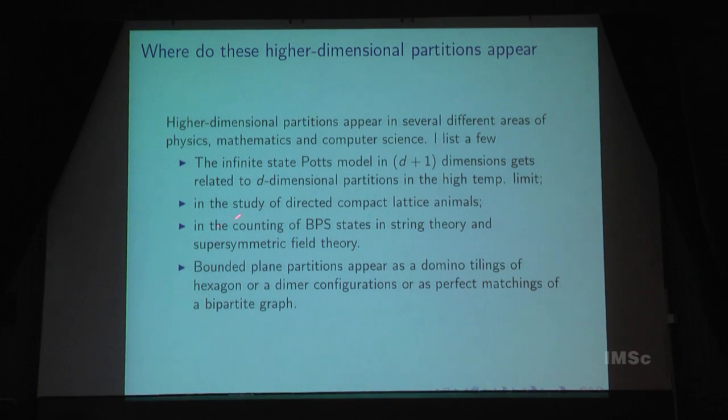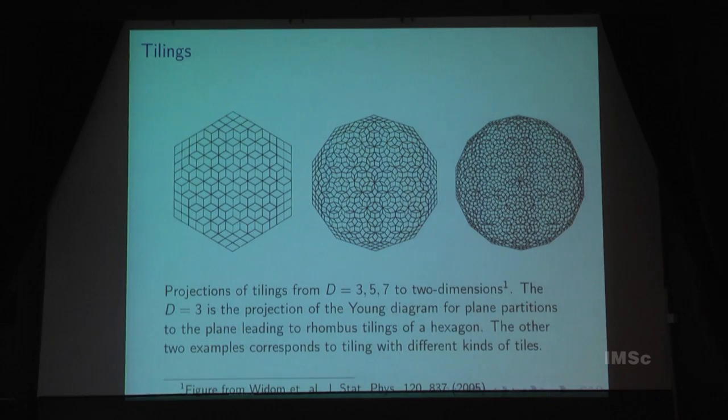But more unusual is, for instance, where I came across the counting of something called BPS states in string theory and supersymmetric field theories. Quite often, sometimes you look at bounded plane partitions. They can appear as domino or tilings of a hexagon. So here are some pictures. Here we have a hexagon. You can think of this as taking a plane partition which is lying inside a box whose boundary is given by this hexagon. If you look carefully, you see a 3D projection of cubes, and this is in fact the Young diagram of this.